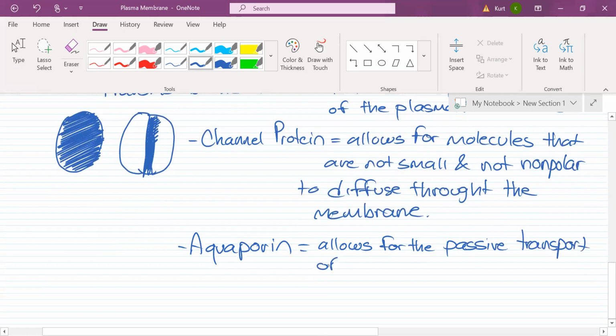Cells have to have water. Sometimes cells have too much water, and they have to pump it out. Sometimes cells need water, and you've got to pump it in.